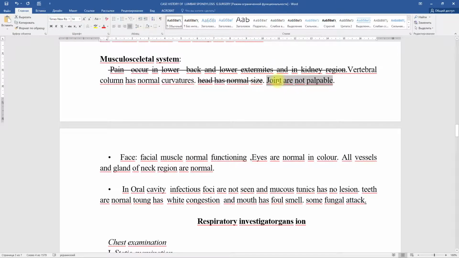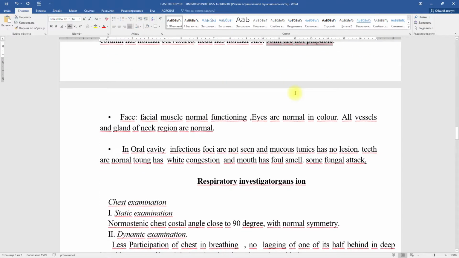Joint? Do you mean some specific joint or all joints, or what do you mean by that? Not palpable. What joints are not palpable? Are they not palpable? Why are they not palpable? It's not very clear. This is something very incorrect here.